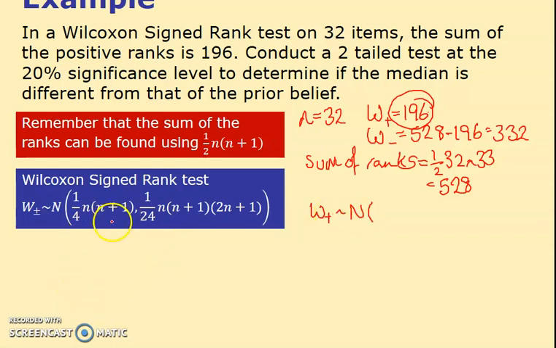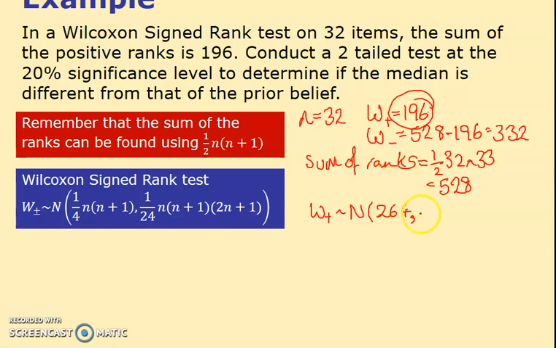According to these formulas, my mu is this, so I'm going to type into my calculator a quarter of 32 times 33, and I get 264. So you'd expect to get a score of 264 if you did this test. And for the variance, according to the normal distribution, I'll do 1 divided by 24 times n, 32, times n plus 1, 33, times 2n plus 1, which is 65.